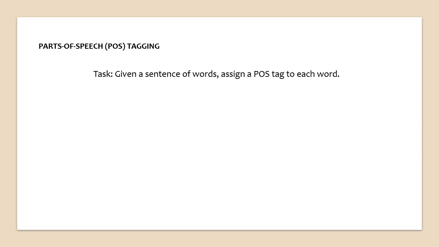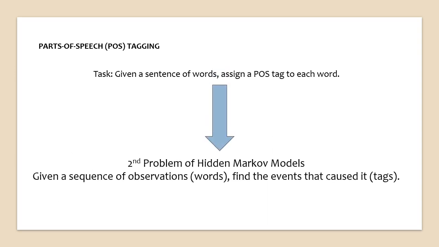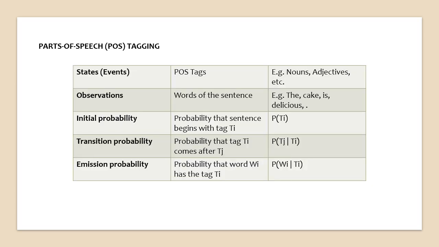So our task here is, given a sentence of words, we need to assign a parts of speech tag to each word. Now, do you recall any problem of HMM which we can use to solve this task? I will give you 2 seconds to think about it. The answer is the second problem of hidden Markov models. So given a sequence of observations, that is words, we need to find the events that caused it, that is the POS tags.